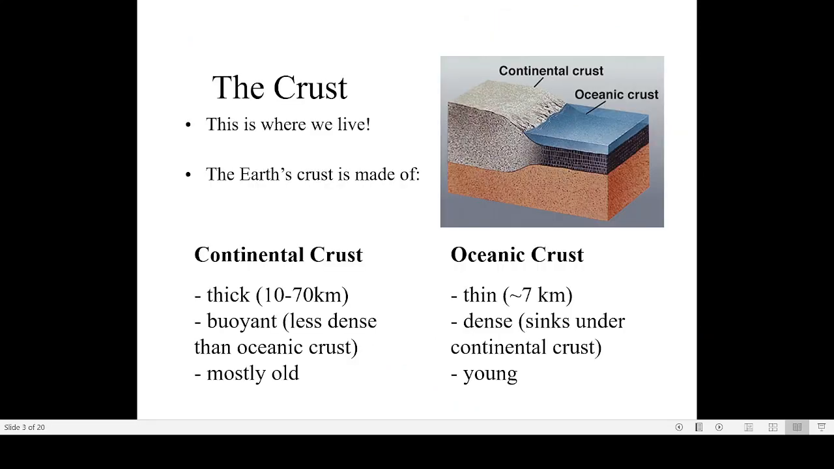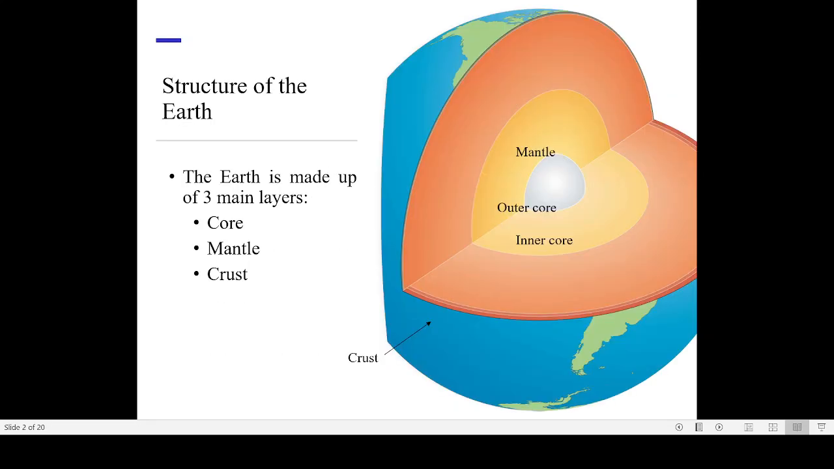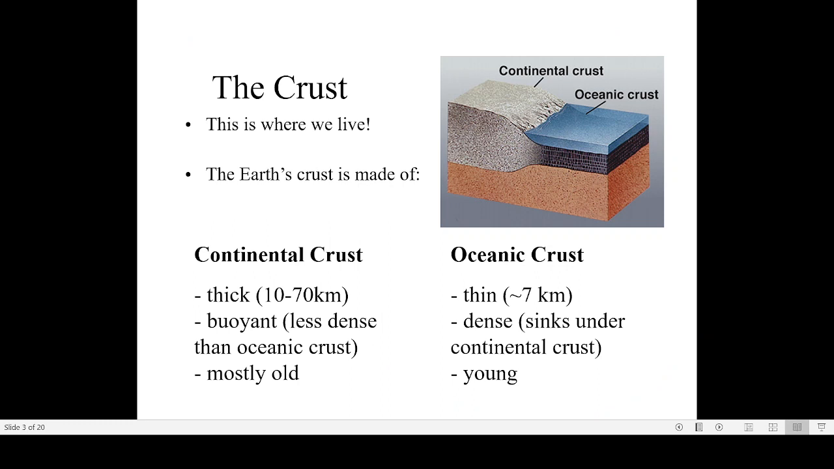Now here you can see that we are mainly concerned about the crust. The crust is the outermost layer of the earth. Going to the crust, we can again see that there are two types of crust. One is known by the name continental crust and the other is known by the name oceanic crust. Here you can see that this is the continental crust and this is the oceanic crust.